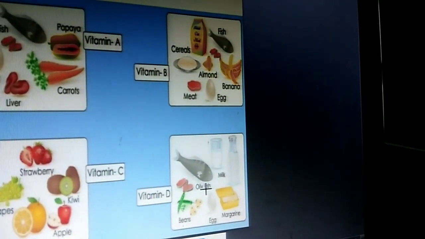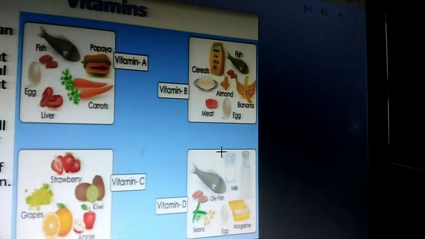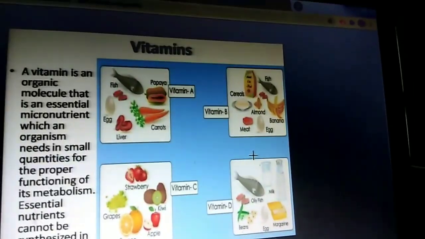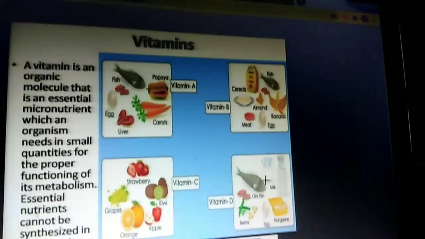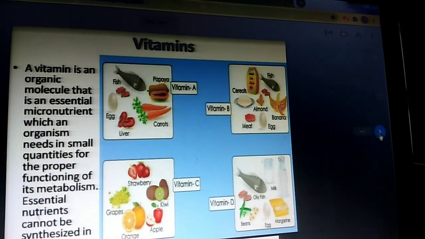So vitamin D can also be produced by our body with sunlight. Sunlight acts on the skin. Suppose a person is dark in color, they need more time in the sun to get vitamin D, whereas white colored people can synthesize vitamin D very easily with the help of sunlight. Our skin can prepare vitamin D.